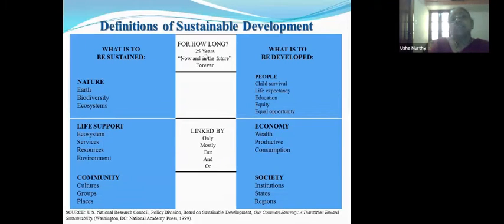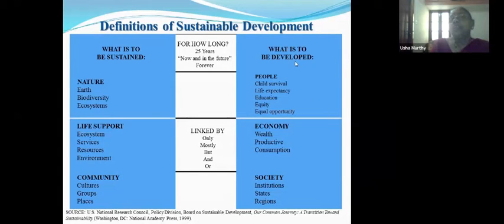Now, let us give a definition of sustainable development. In sustainable development, what is to be sustained? That is nature: earth, biodiversity, and ecosystem. This is to be sustained, along with life support. Because if you are sustaining this, what is going to happen? It is going to support ecosystem services, natural resources on planet Earth, and also the general health and the general environment. And who is going to benefit? The community, with its cultures and various groups in different places. So this is to be sustained.